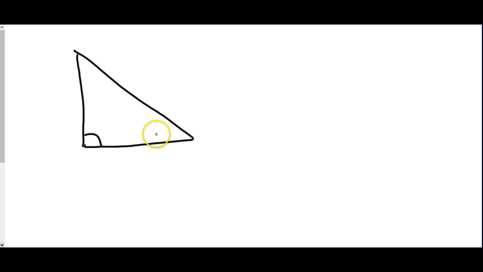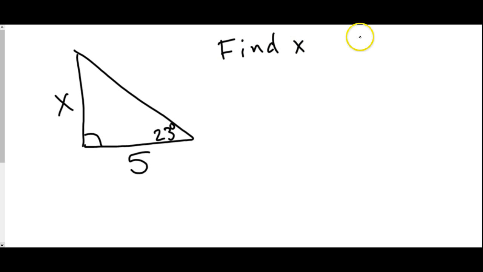The second way is if they give us the actual angle as a degree measure, say this is 23 degrees, and then they want us to find one of the sides. So we're going to use tangent to find x. We still stick with that formula, tangent of the angle equals opposite over adjacent.